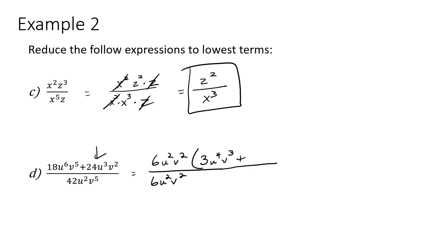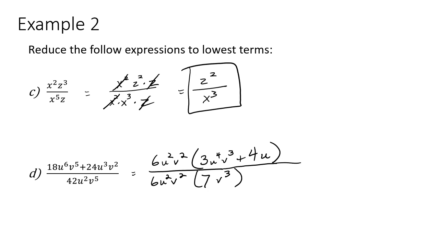For the second term, if we divide out a 6, that leaves us with a 4. A u squared would leave us with a u to the first power, and then a v squared, that's all of the v's. They're gone. For the denominator, we're just pulling the 6u squared v squared out of a single term. So if we divide a 6 out of 42, that would leave us with a 7. We pulled out u squared, so both u's are gone. And then we pulled out a v squared, so that would leave us with v cubed.